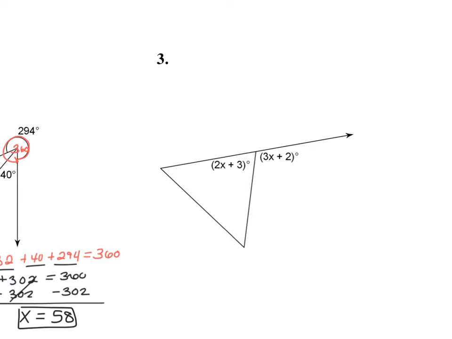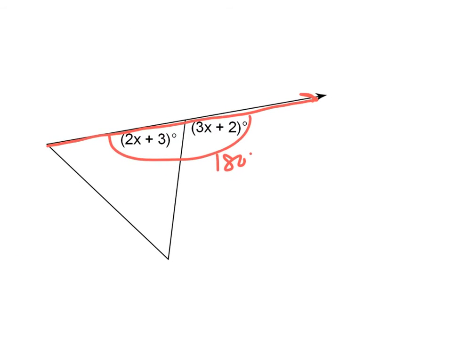Number 3 is a straight line. I know angles on a straight line add up to what? 180 degrees. So my equation for this would be 2x plus 3 plus 3x plus 2 equals 180. My first step is to combine my like terms, so I combine 2x and 3x and get 5x. Combine my 3 and my 2 and get a 5.